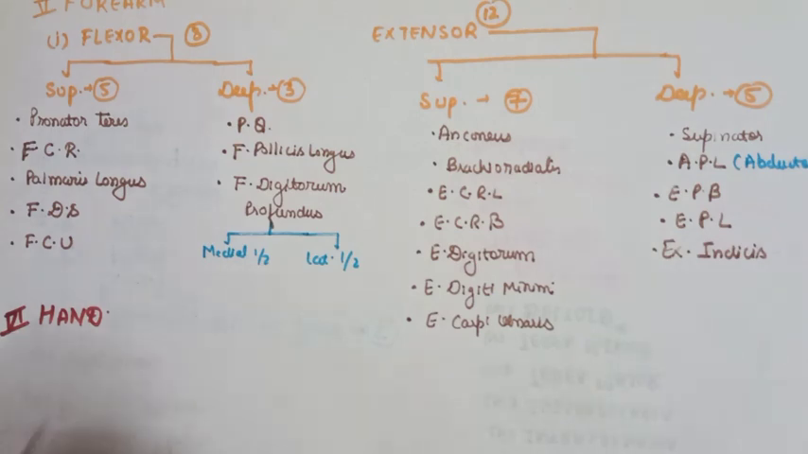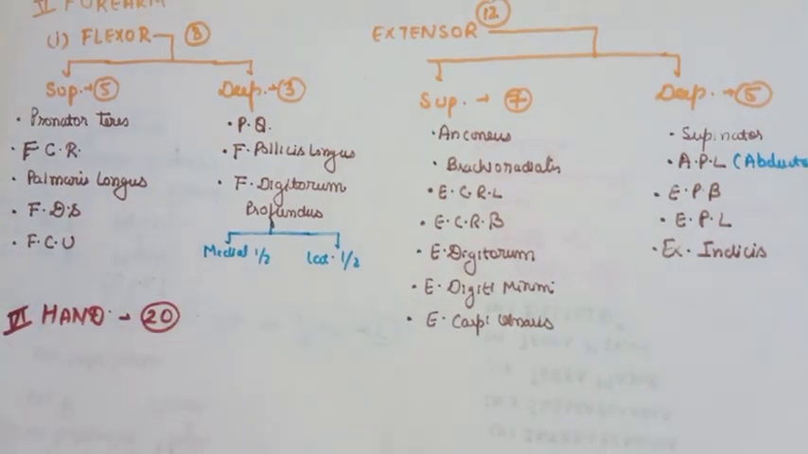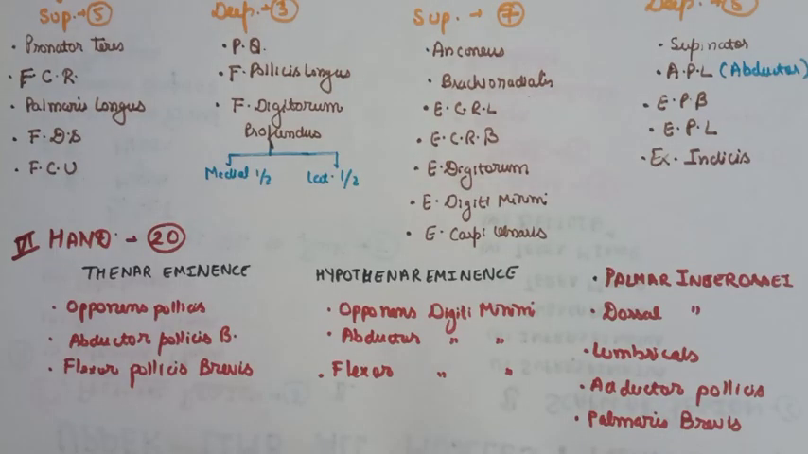Now in the hand we have 20 muscles. These muscles are called the intrinsic muscles of the hand. The trick to remember the muscles of the hand I have already uploaded. Kindly check out the video entitled Intrinsic Muscles of the Hand. The link I will be uploading in the I button above. Now let's see the remaining 20 muscles of the hand and their names.